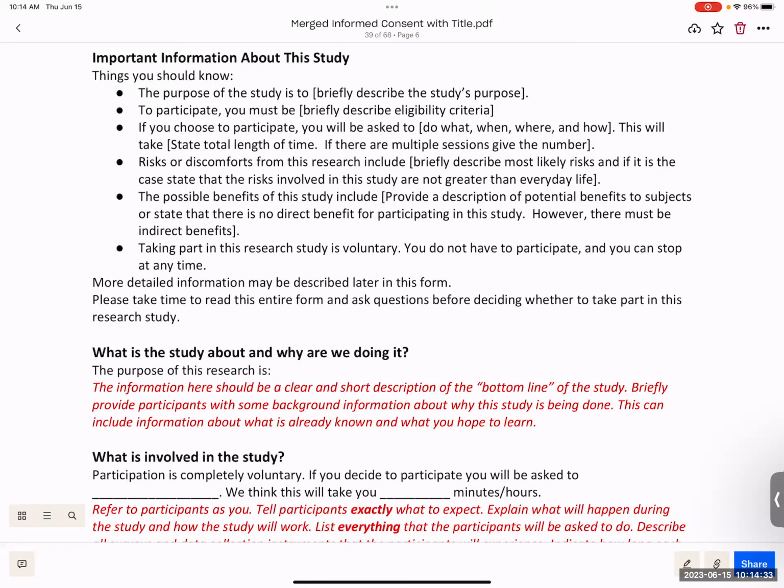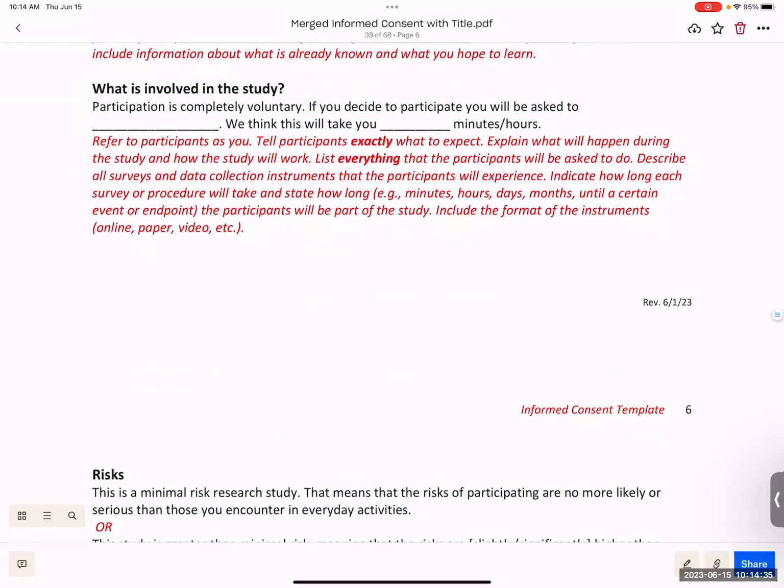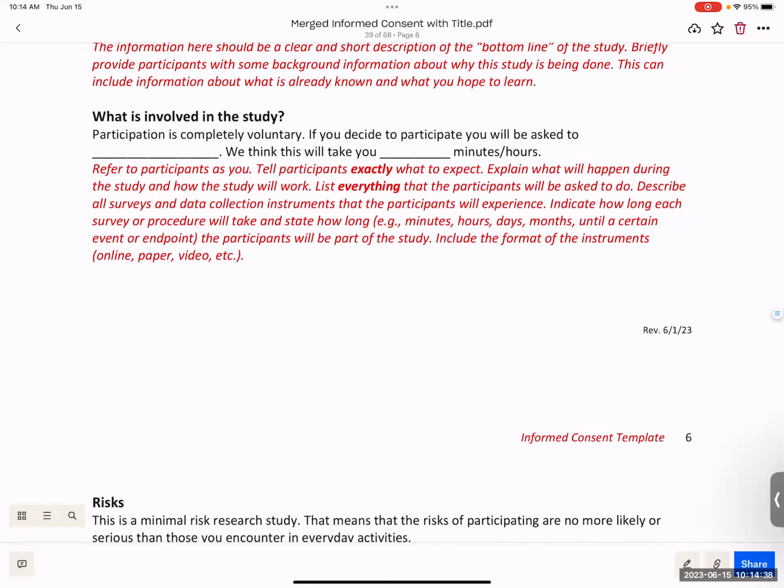Next thing is to talk about what's involved. So basically here we're talking about what the participants will be doing in the study. Again, be specific. Are they going to answer survey questions? Are they going to run in place while you measure their heart rate? Are they participating in an interview? Are you audio recording them, video recording them? Is the data collection online? Is it in person? All of these things matter in terms of helping a person understand or make a decision about whether they want to participate. And telling them how much time it takes is also important in helping them make this decision.